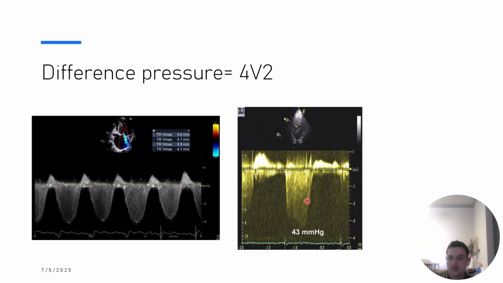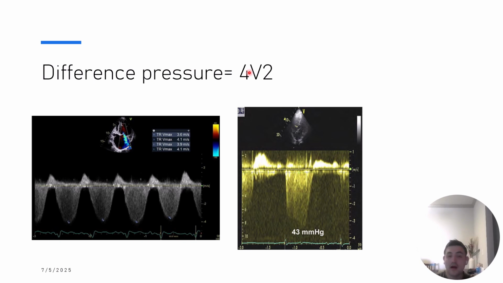This is a picture of TR velocity. So you put a continuous wave Doppler through the TR jet, and you're going to see velocities here. For example, here the velocity is almost 4, and on the right side of your images it's almost 3, 3.3. And this is the Bernoulli equation. You can use the Bernoulli equation to calculate the difference of pressure between two cavities when you know the velocity. For example, 3 times 3 is 9, times 4 is 36. 36 is the difference of pressure between the RV and the RA.